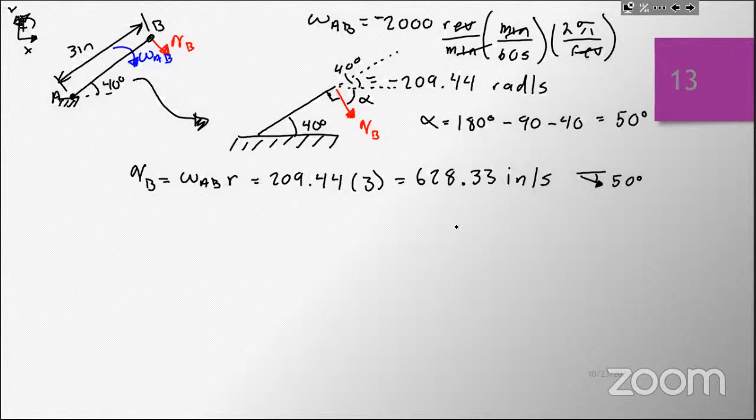All right, so far, any questions on how we find the velocity of point B? Is that making sense to everybody? Yeah. You have something that's rotating, just do omega times R to find out what the velocity of that point is, right?